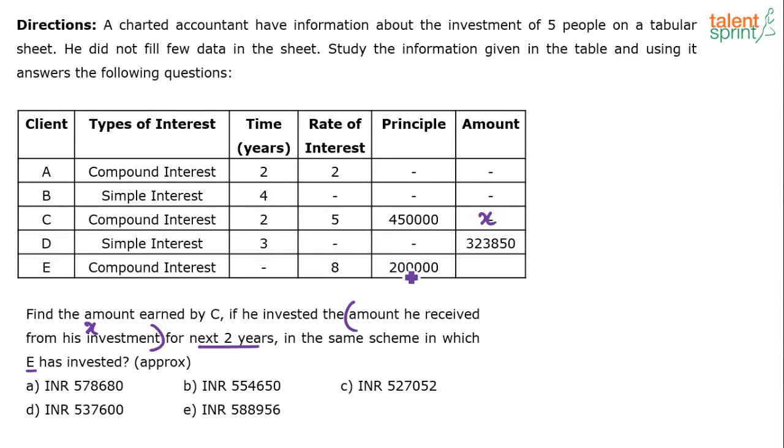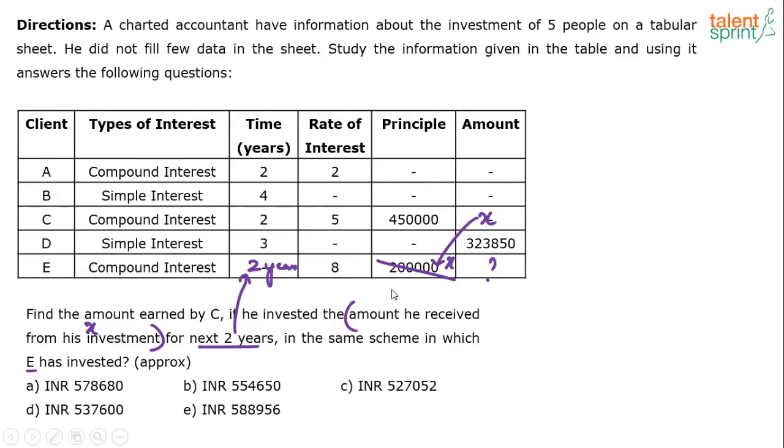So forget about the principal amount that E has invested. Forget about 2 lakh rupees. This X will come here. What would C do? C will invest his amount earned from his own scheme in the scheme of E, for 2 years. So what will this value be is the question. Find the amount earned by C if he invested the amount he received from his investment, which is X, for the next 2 years in the scheme in which E has invested.